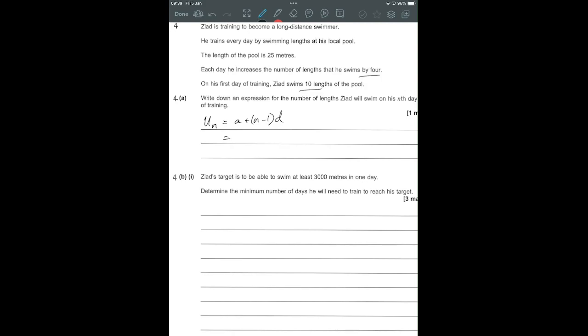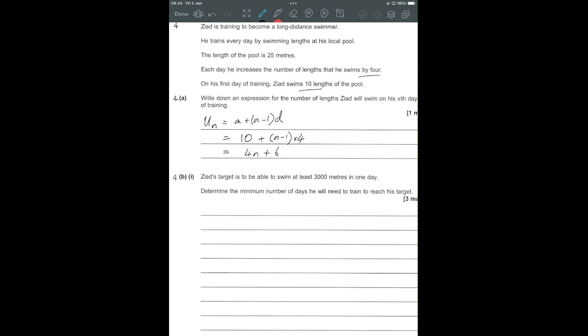A equals a plus n minus 1 d. So our first term was 10 on the first day, plus n minus 1 lots of each day increases by 4. I am going to expand that out, 4n plus 6. And that does match, when n equals 1, we do get the 10. A good little check there as well.